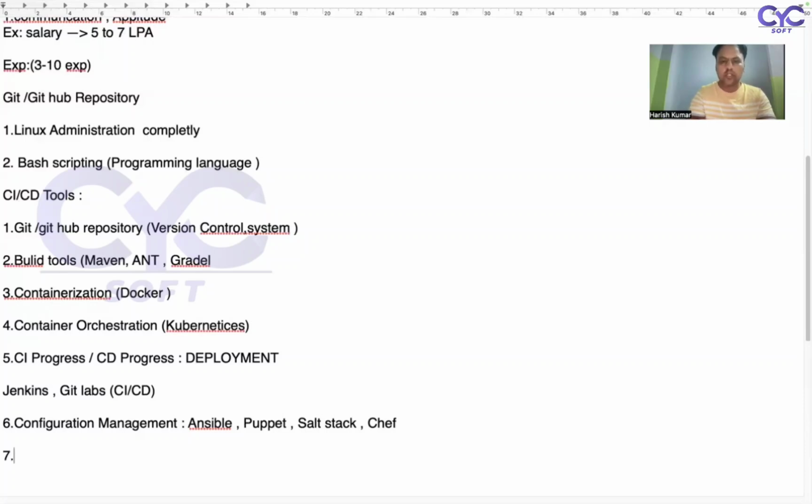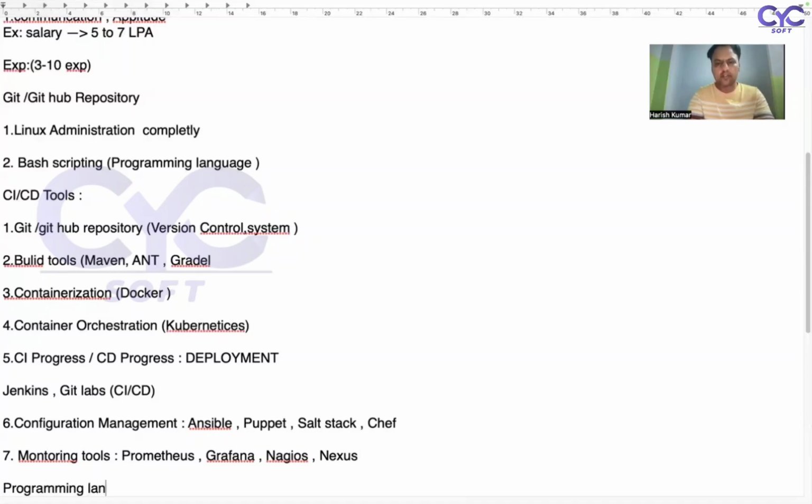The seventh one you need to focus on is monitoring tools. For this, you need to focus on Prometheus, and you can go with Grafana or Nagios or Nexus. You need to learn all the monitoring tools like this. Why do we use monitoring tools? For the client purpose. This is what we cover for experienced persons. Now coming to programming languages.